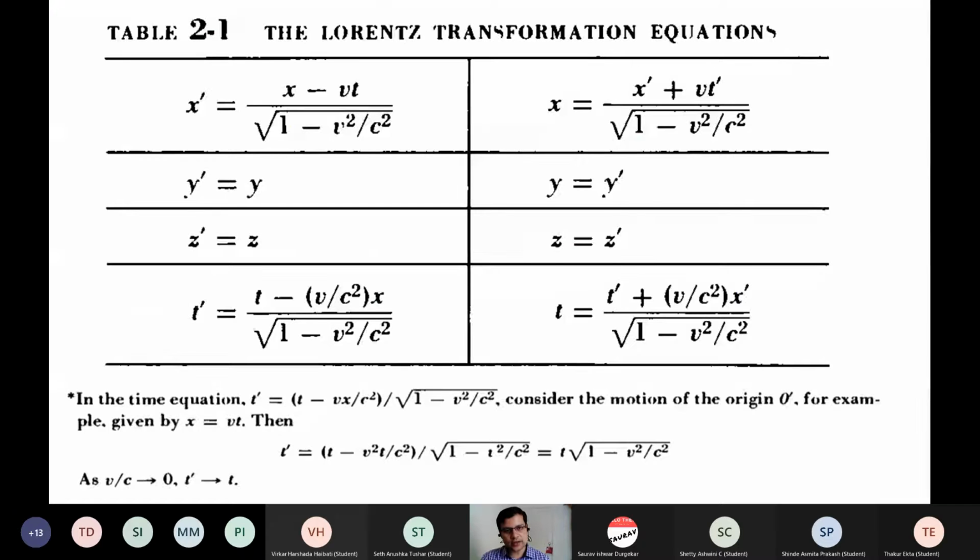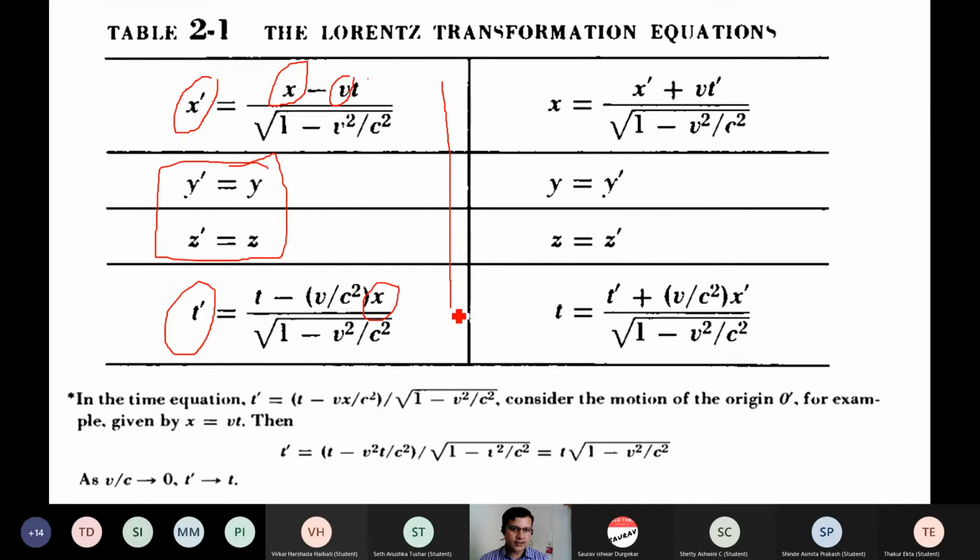You have those equations with you, for the moving frame, their position with respect to the stationary one, with the velocity v at time t. There is no change along the perpendicular directions: y and y prime remain the same, z and z prime remain the same. But there will be a change in time, because space is changing, so time is going to change, and this is the relation.